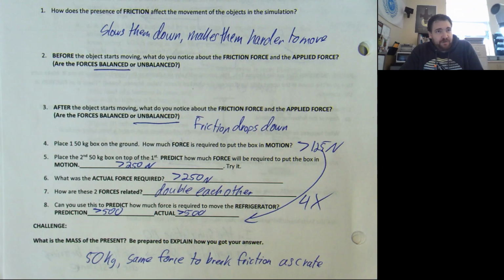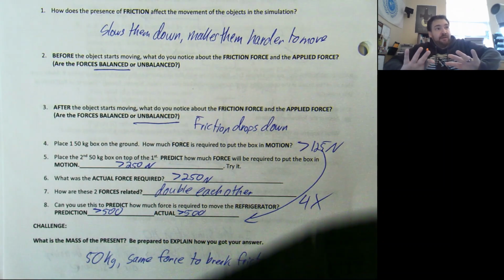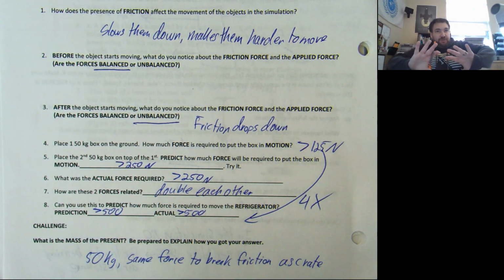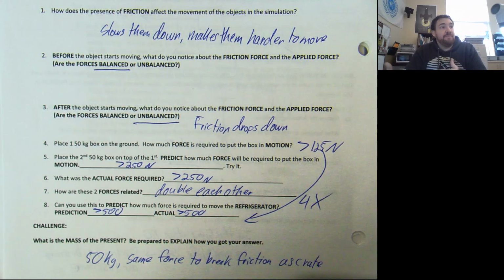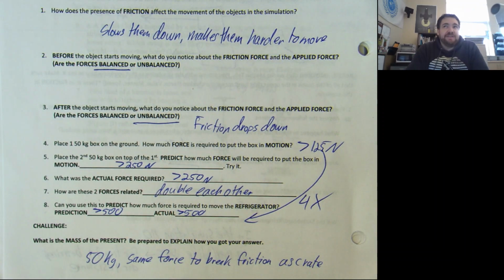Have we experienced this before? You're pushing on an object, and once you can get it going, all of a sudden it's less work to keep it going. You just have to keep it moving. And the reason for that is there is a concept called static friction and kinetic friction. Friction is different depending on whether or not you have a moving object. And we'll talk about why that is, but at this point, it's enough to say that it does exist.